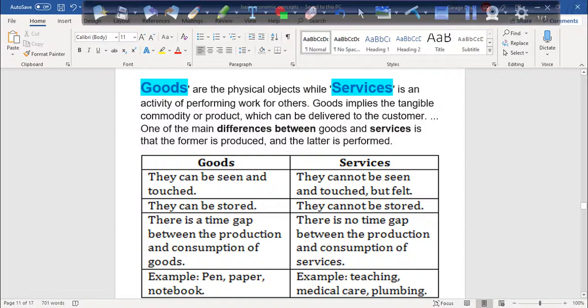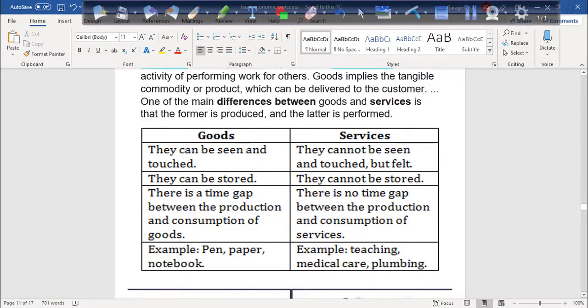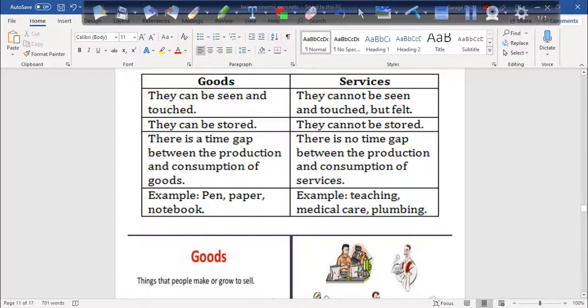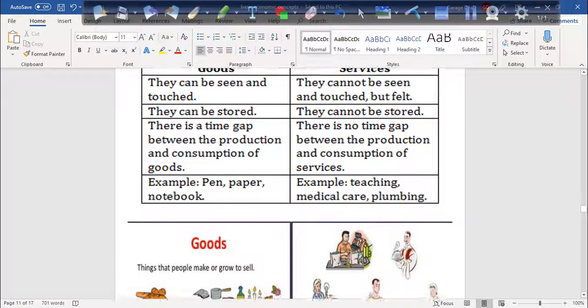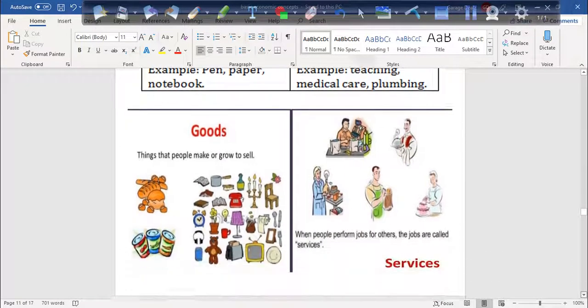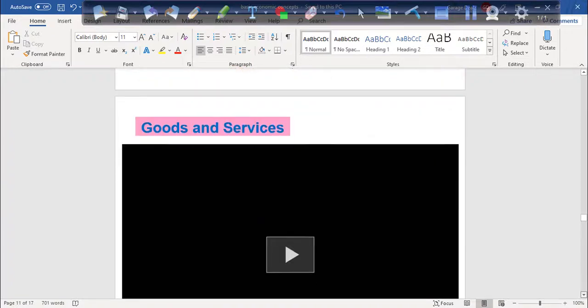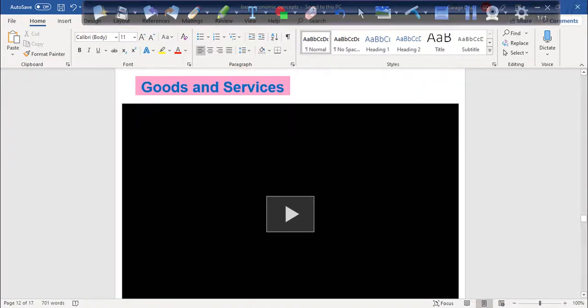Okay, let's move it up a little. Okay, and let's move this slide up a little bit more. Okay, let's move up to the next slide. Goods and services, and we have a video we're going to play for you here.